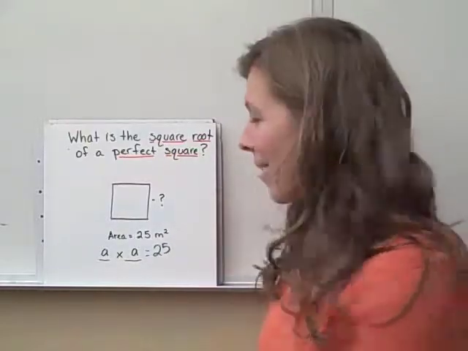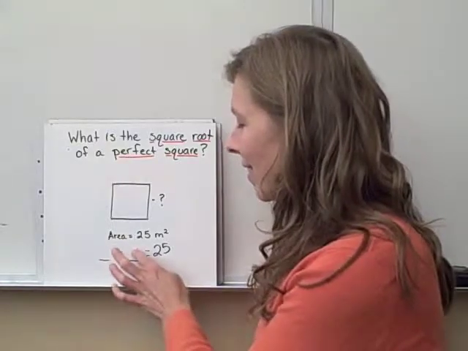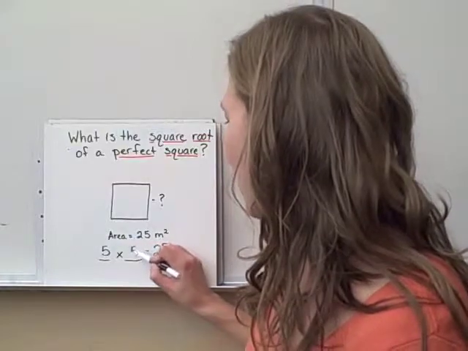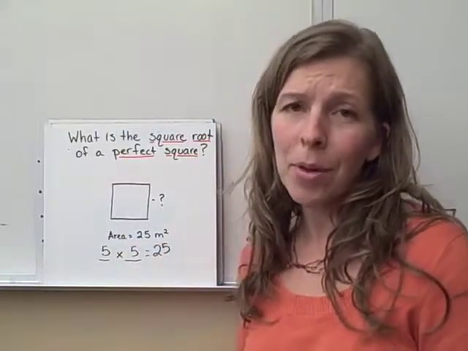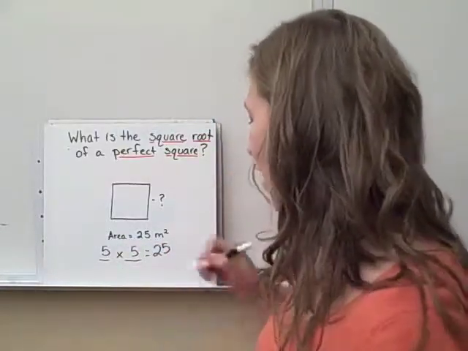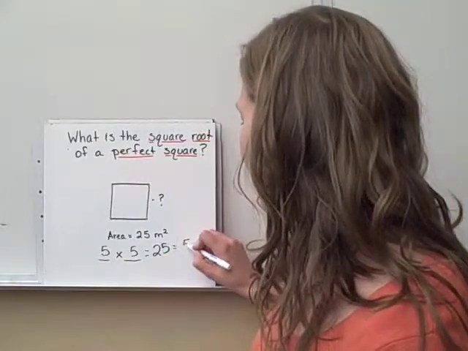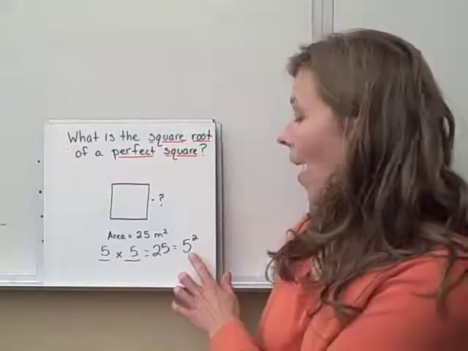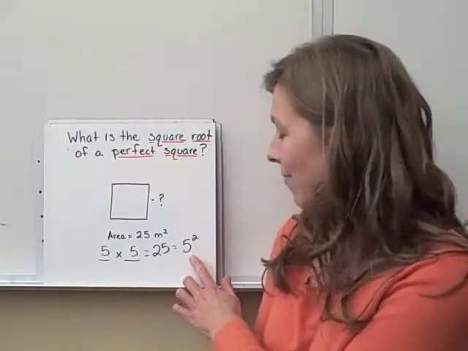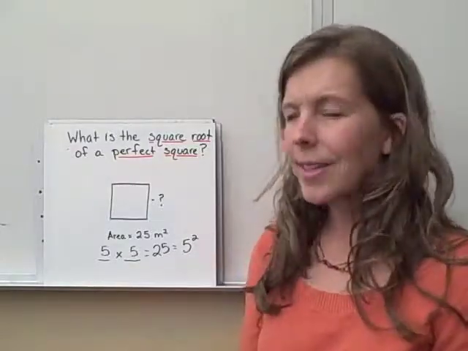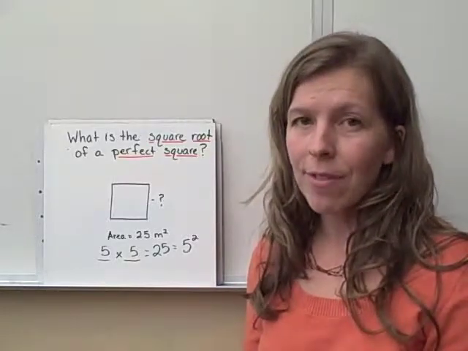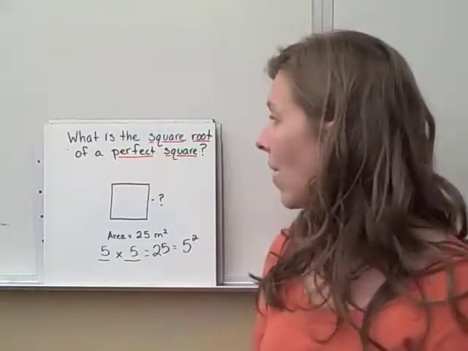What would that be? I'm going to erase this. I hope you said 5, because you know your multiplication facts, right? There's only one number that when multiplied by itself can equal 25. And we can also write that like this, 5 squared. So 5 is the base, again. But another way to say this is that we're looking for the square root of 25.